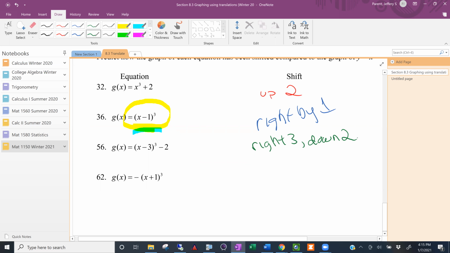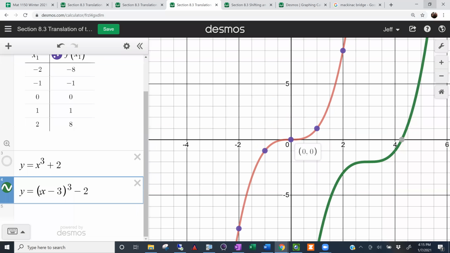For the last one, what's the first thing you should notice when you're trying to figure out what this graph's going to look like? All right. Hats off to you if you said, oh, there's a negative out front. That negative is going to flip the graph. So let's take a look at what happens when we do that.